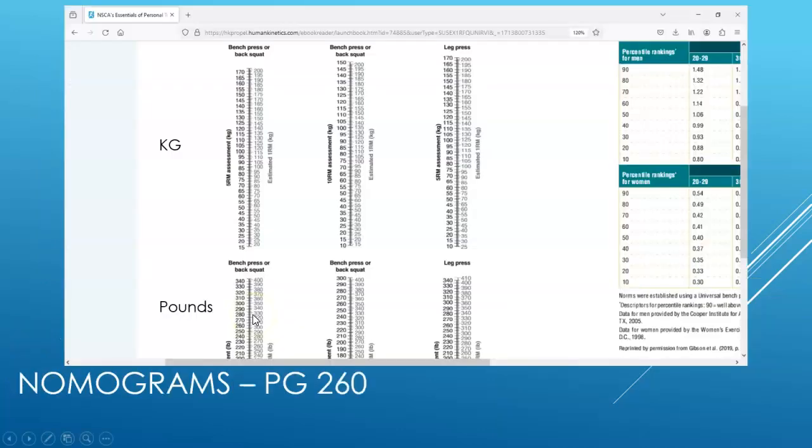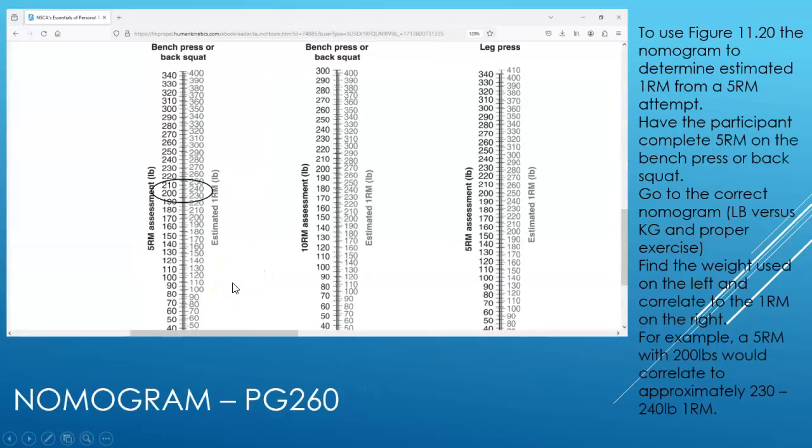So with the nomogram, when you look at this in the book, on page 260, you have kilograms up top and pounds on the bottom. We're going to be focused on the pound side of it. So when you look at this, you'll use this for one of your questions. If you have a person who does a 5-rep max at, say, 200 pounds, you have to go ahead and interpret that and extrapolate it over to be somewhere between 230 and 240, so it might be 235.